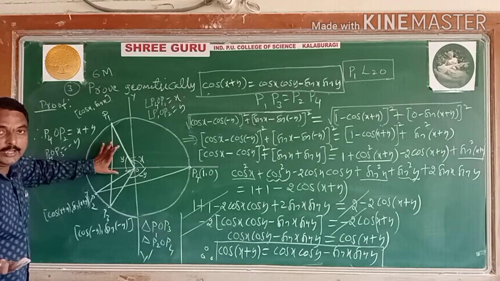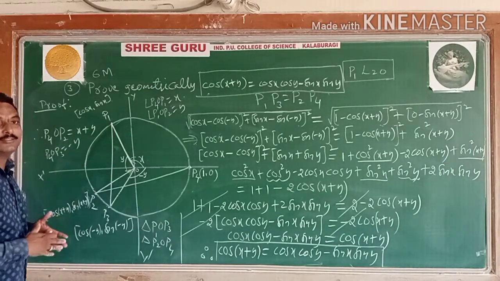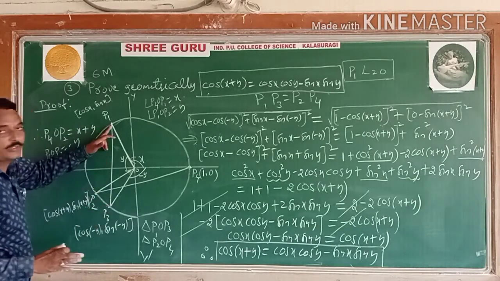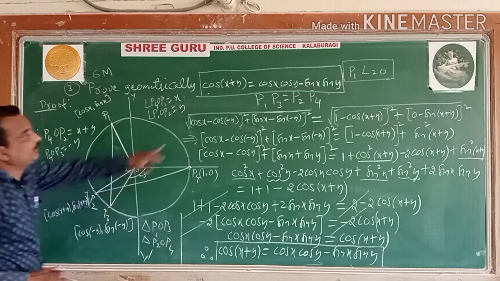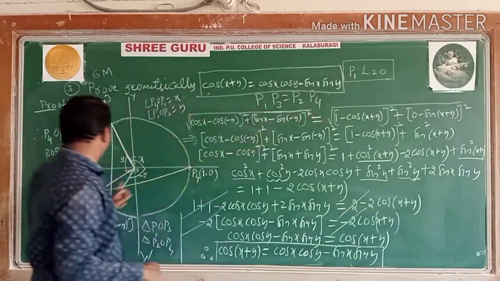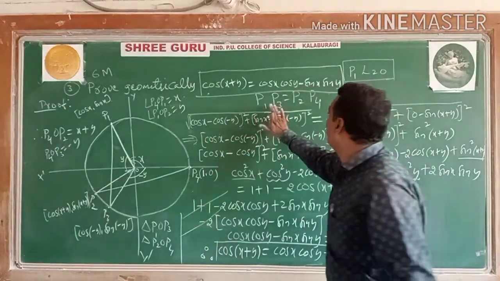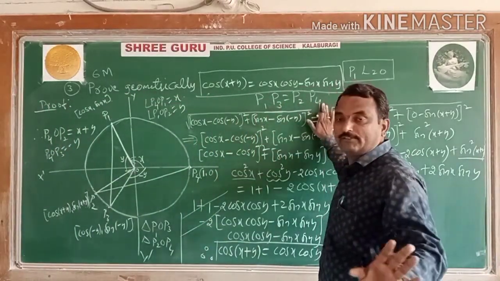If the two triangles are congruent, their corresponding sides are proportional. So I have considered these two sides, the proportional sides P1P3 and P2P4. P1P3 and P2P4 I have taken here, for the point of examination.